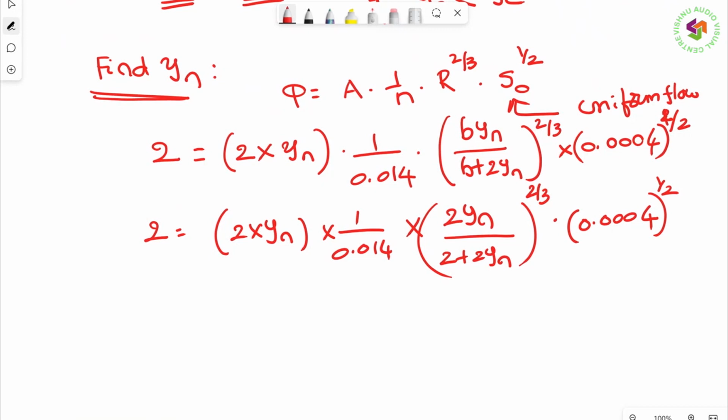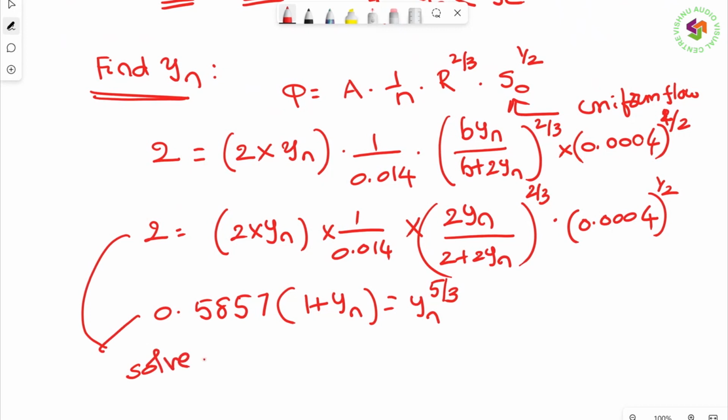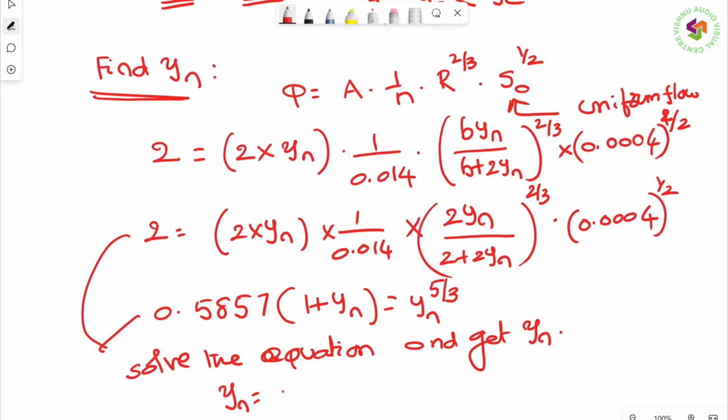So in this, basically, if you resolve it, then we get an equation in such a way: 0.5857 into 1 plus yn is equal to yn to the power of 5 by 3. So you solve this equation and get yn. Therefore, yn is equal to 1.082 meters. This equation is only solved by trial and error.